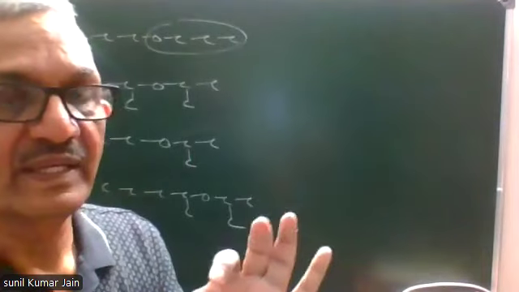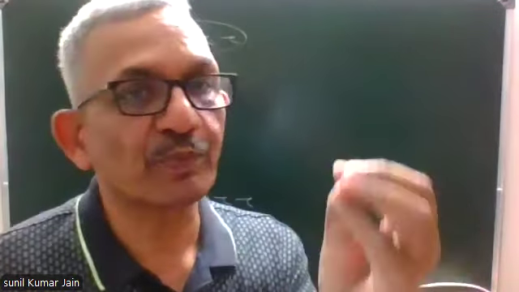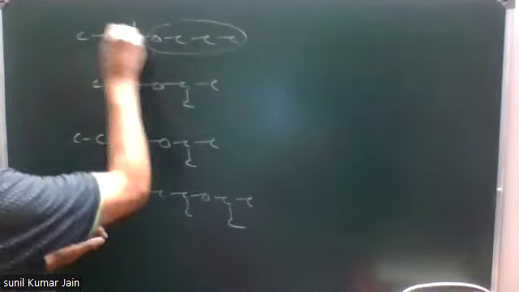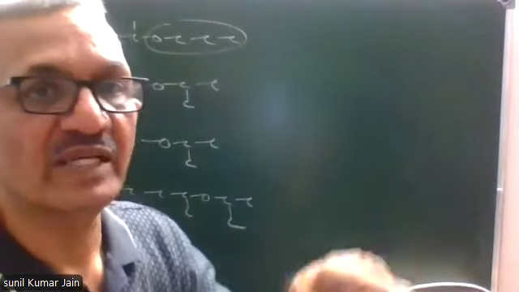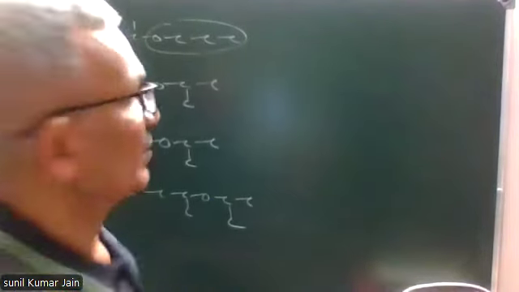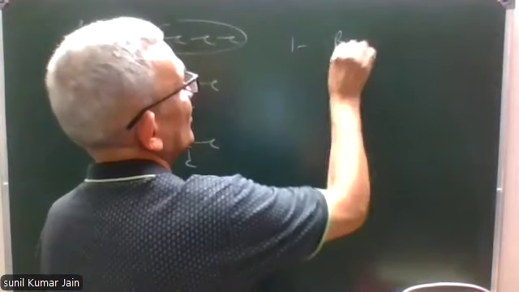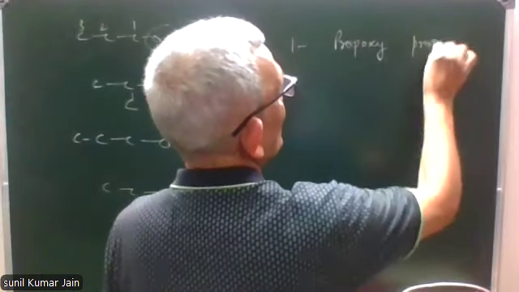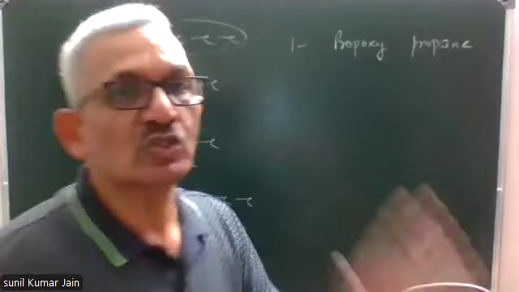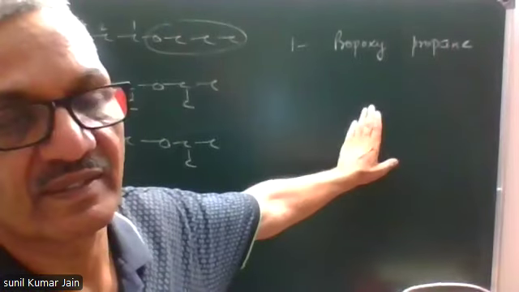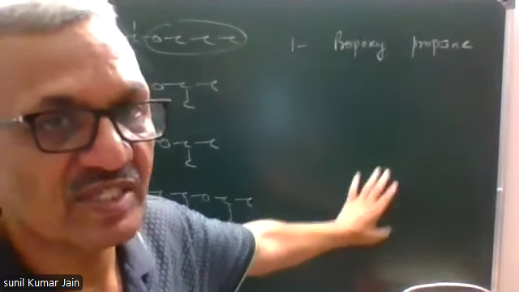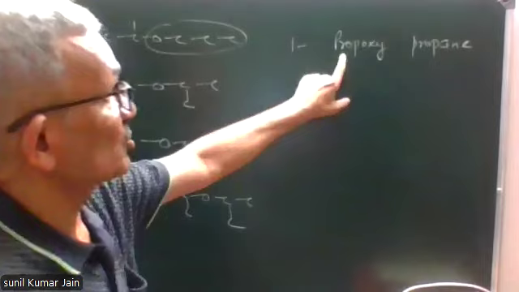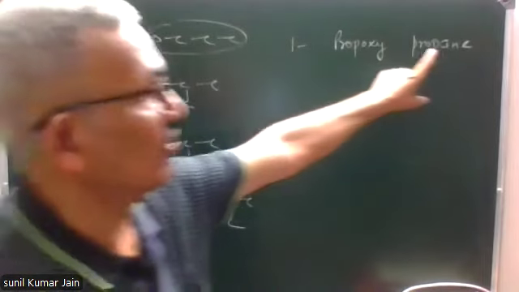In the first example, alkoxy group is propoxy. And this propoxy is attached to carbon number 1 of propane. So I can say this is 1 propoxy propane. Please do not write, I'll make changes, right? That's why I'm saying just understand all the 4, copy them later, there'll be changes. Propoxy attached to carbon number 1 of propane.